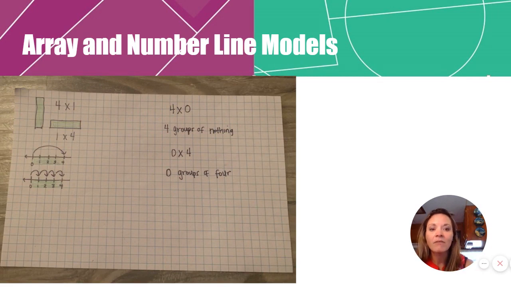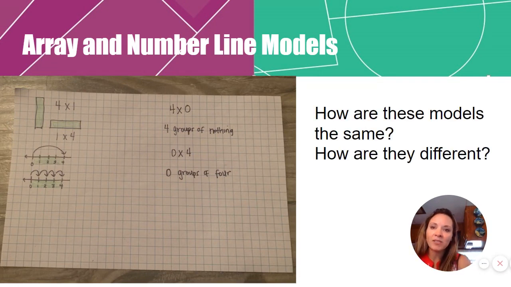Here's an example of 4 times 1 or 1 times 4 and 4 times 0 or 0 times 4 modeled, both as arrays or number lines. How are these models the same? How are they different?